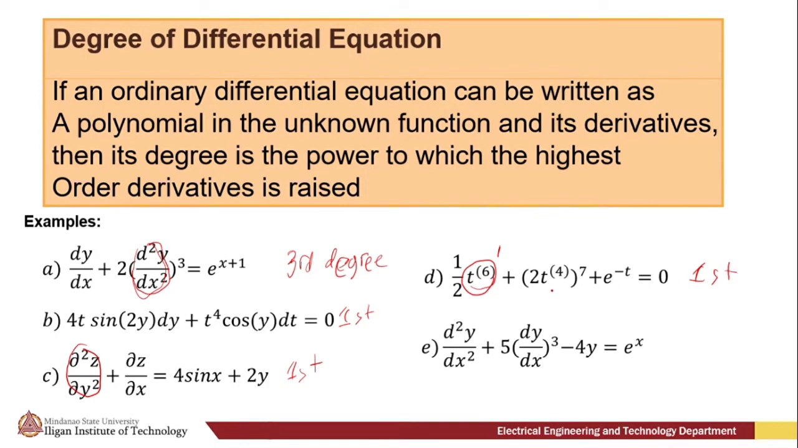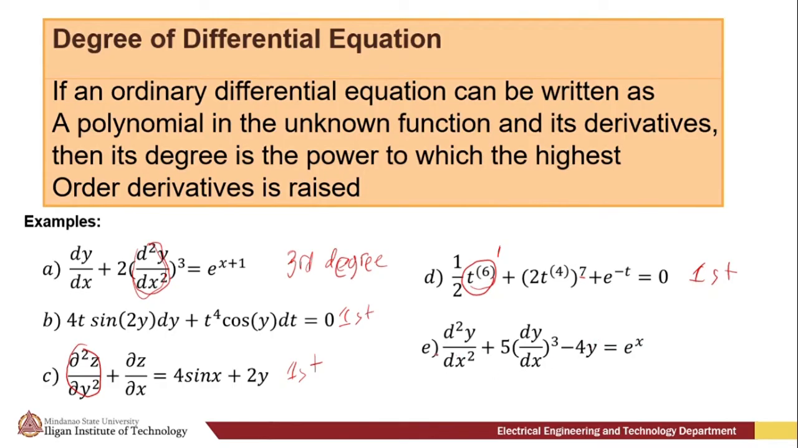Even though this 4th derivative of t is raised by 7, in the entire equation the highest order is the 6th derivative of t. And the exponent for the 6th derivative of t is just 1. So we have a first degree differential equation.